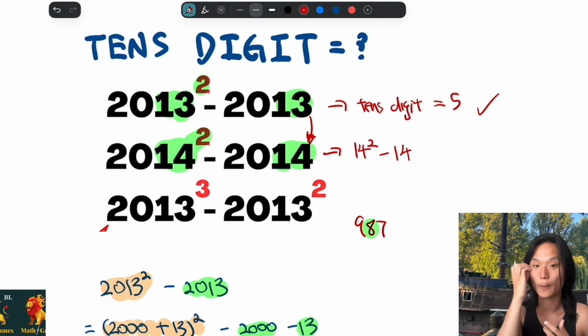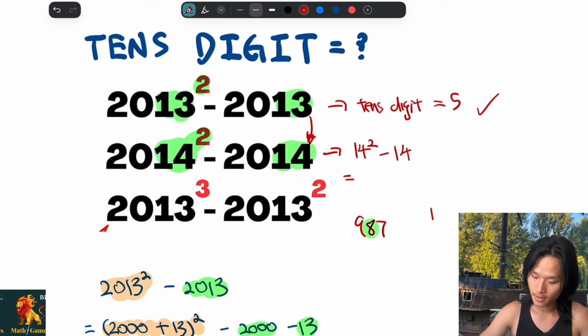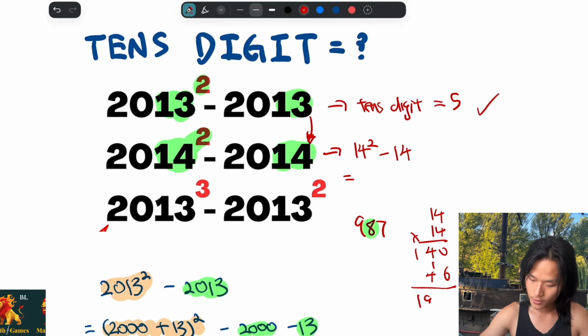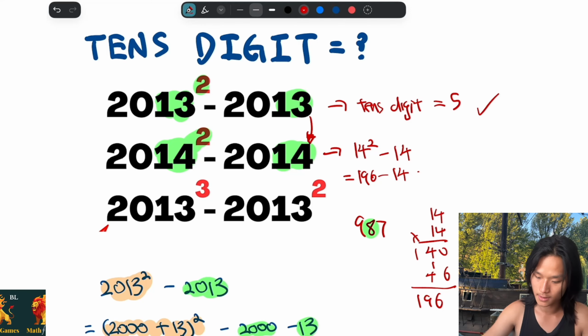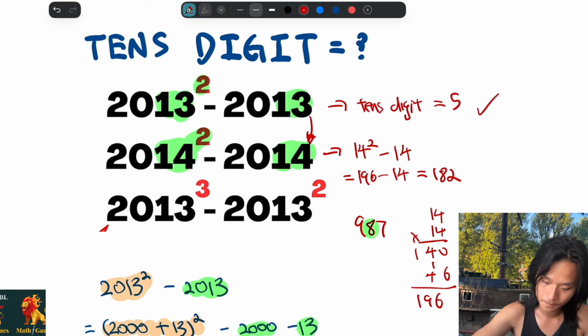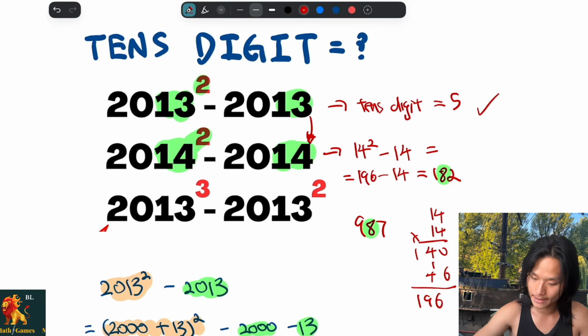So once again, we find 14 squared minus 14. And what is that? Well, we can calculate. 14 squared, let me calculate that. 4 times 4 is 16, and so on. So we get 196. So 196 minus 14 is, I believe, 182. So once again, we find that the tens digit of this expression is the number 8.